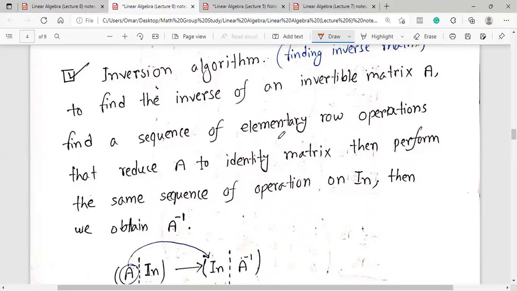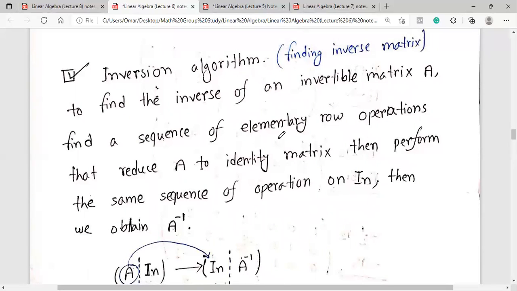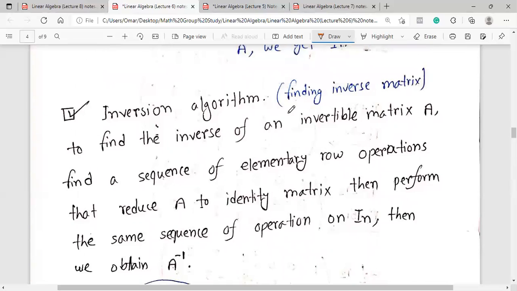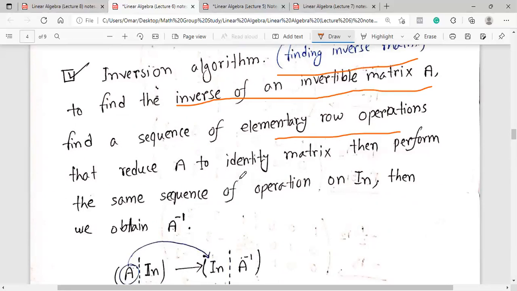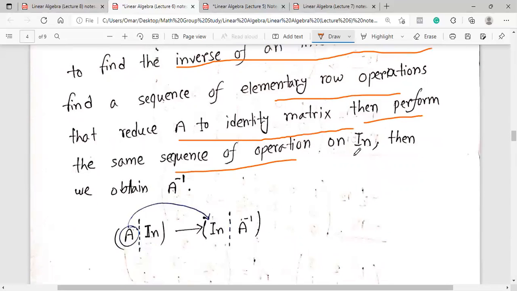Find the sequence of elementary operations that reduce A to the identity matrix. So, finding the inverse matrix: you have to find the inverse of an invertible matrix A. Find a sequence of elementary row operations that reduce A to the identity matrix, and then perform the same sequence of operations on I, the identity matrix of n. Then we obtain A inverse. Okay, let me show you.